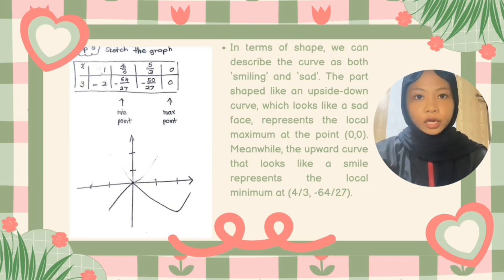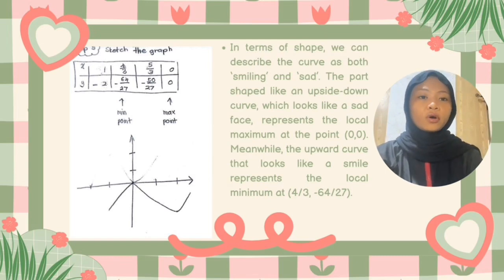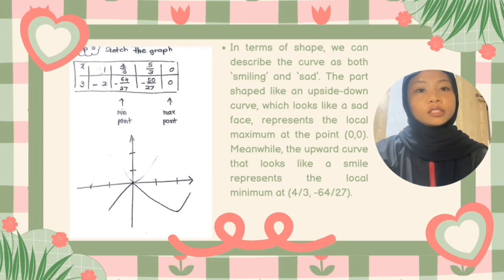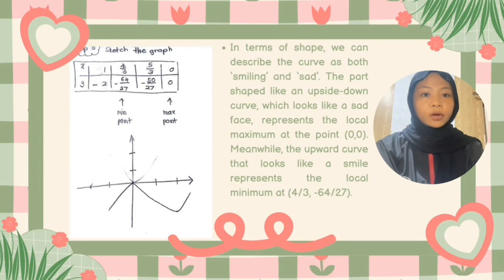The part shaped like an upside down curve, which looks like a sad face, represents the local maximum at the point 0, 0. Meanwhile, the upward curve that looks like a smile represents the local minimum at 4/3 and negative 64/27. So, the diagram confirms our calculated result and helps us clearly visualize the behavior and shape of the function. Next, my group member will explain the calculation steps.